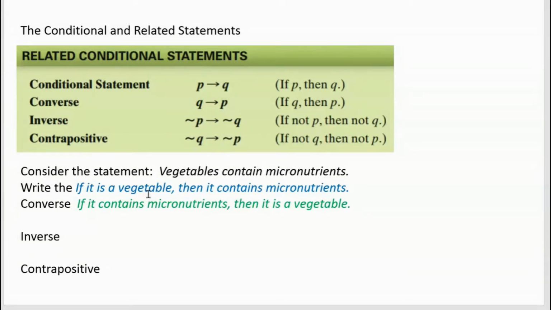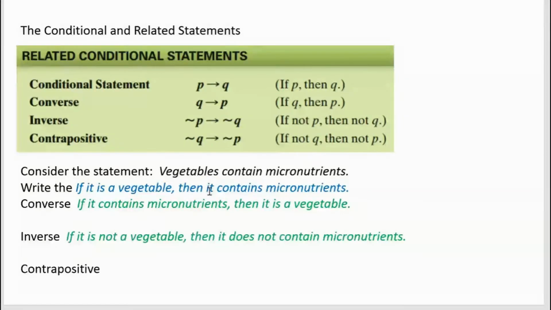All right, let's try the inverse. Remember what the inverse is? That's the flip it, right? So we're going to find the inverse, and the inverse, you just negate both of your statements, but you keep them in the original conditional statement order, okay? So if it is a vegetable, then it contains micronutrients. If I negate it, if it is not a vegetable, then it does not contain micronutrients. How does that sound? If it is not a vegetable, then it does not contain micronutrients. And that is definitely the inverse.